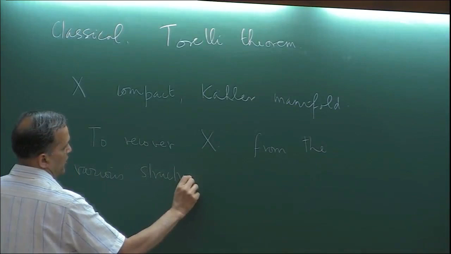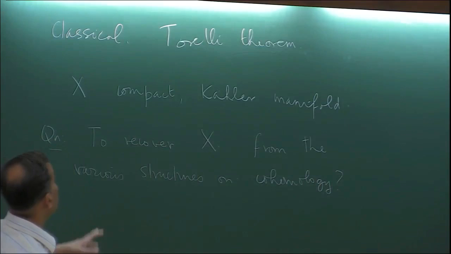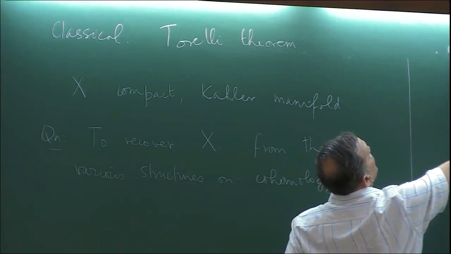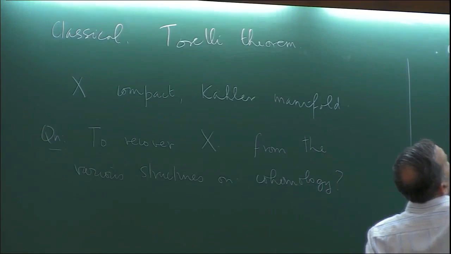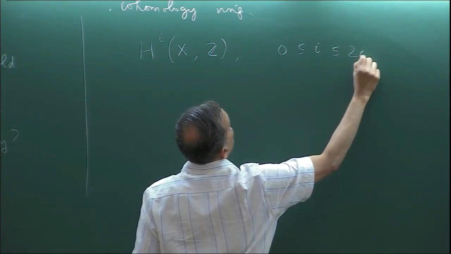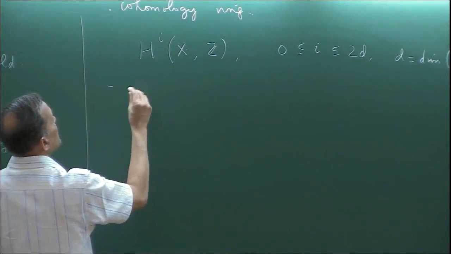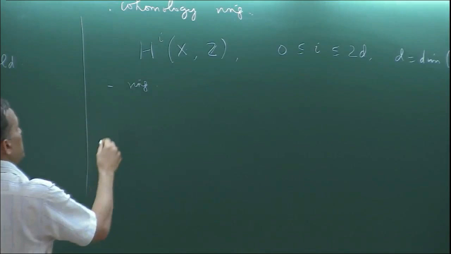So what happens is, if you have a compact Kähler manifold, you can look at the cohomology ring, H^i of X with coefficients in Z. If X has dimension d, this goes from 0 less than or equal to i less than or equal to 2d, where d is the complex dimension of X. So this forms a ring, there is a cup product on this, and then Hodge theory gives a structure.